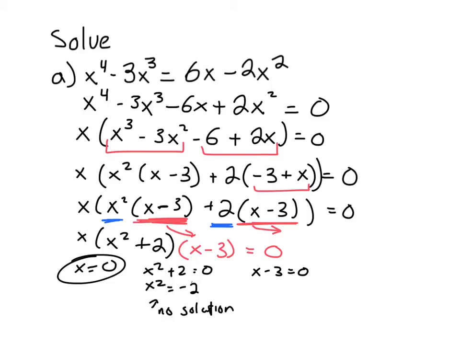Okay, last one, we have x minus 3 equals 0. You add 3 to both sides to get x by itself. So x equals 3. Okay, so my solutions then are 0 and 3. That's my solution set.